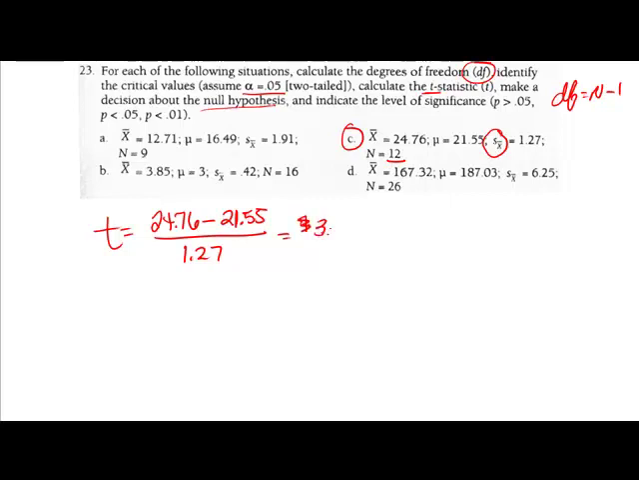.21 divided by 1.27 equals 2.527. So let's call that a 2.53. Yep, 2.53. All right, let's draw out a t-curve. We're at 2.53. I wonder what our cutoffs are.